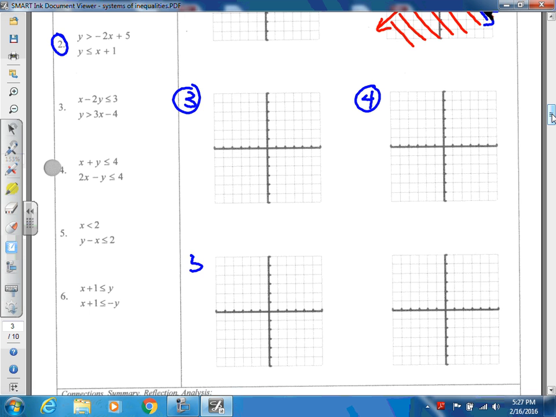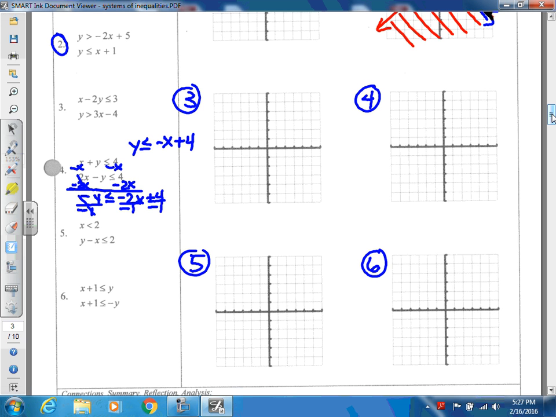So in number 4, you'll notice that both of them are not in slope-intercept form. So we need to go ahead and do that. For the first one, I need to subtract x from both sides. That leaves me y is less than or equal to negative x plus 4. And then for the bottom one, I'm going to have to subtract 2x from both sides. That gives me negative y is less than or equal to negative 2x plus 4. I'm going to divide by negative 1, and remember, when you divide or multiply by a negative, you also have to flip the symbol around. So this one is going to be y is greater than or equal to 2x minus 4.